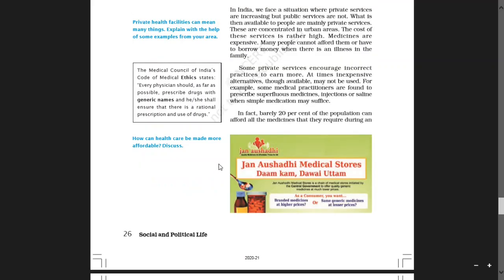Here, as an example, some medical practitioners, persons who work as a doctor, dentist, etc., are found to prescribe superfluous medicines. Superfluous means more than is wanted. Injections or saline when simple medication may suffice. Simple medication means medicine that a doctor has given may be enough for somebody.